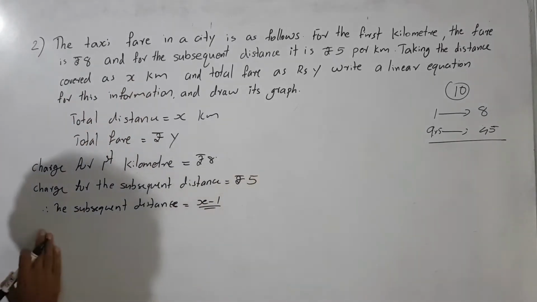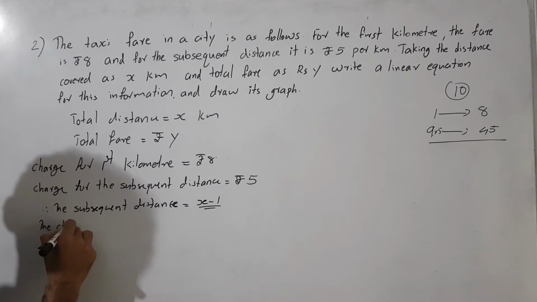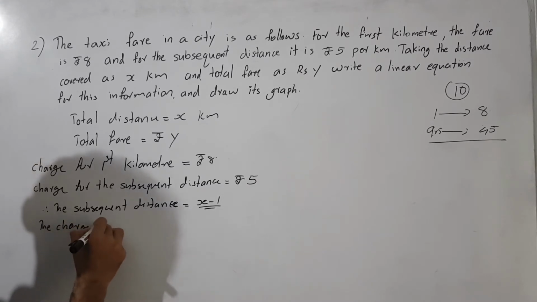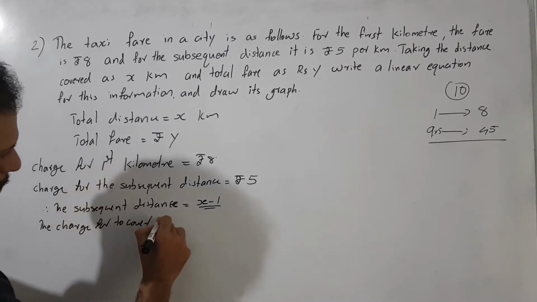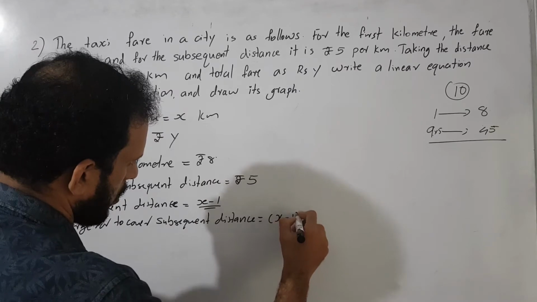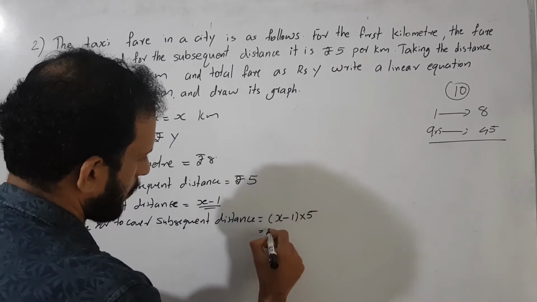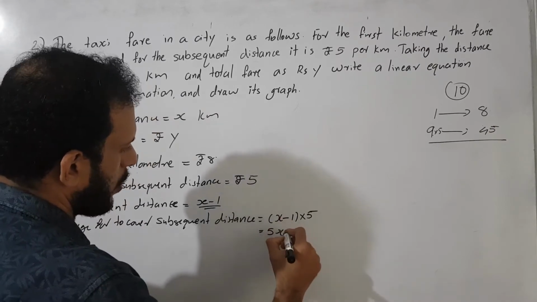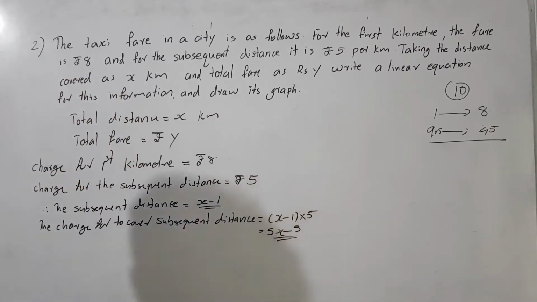Then we are writing the charge to cover the subsequent distance: x minus 1 into 5. Then we expand the bracket. x into 5 is 5x, minus 1 into 5 is minus 5. So the charge is 5x minus 5.